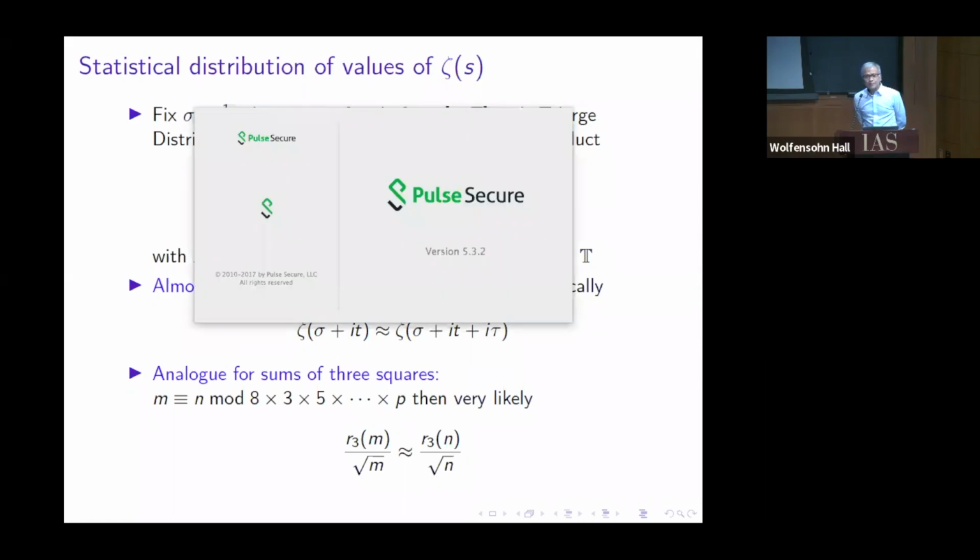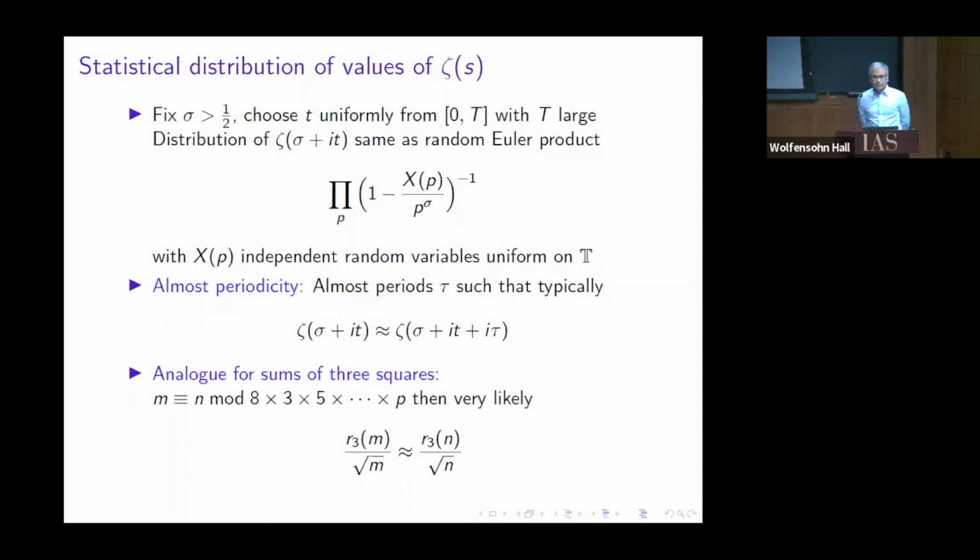Another way of saying what this model is telling you is that there's almost periodicity in the values of the zeta function. So if you can find a value τ such that 2^{iτ}, 3^{iτ}, 5^{iτ}, and so on, up to some number of primes, are all close to 1, then zeta of σ + it will look the same as zeta of σ + it + iτ. So whatever behavior you have will repeat with this period τ. This won't be true for all values of t, but it'll be true for most values of t.